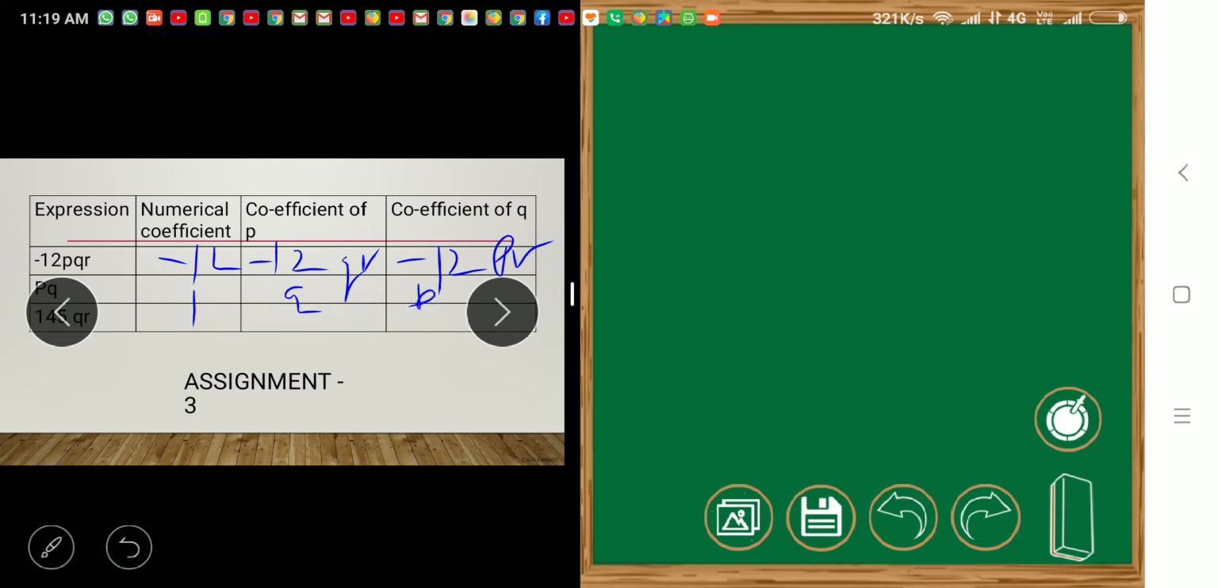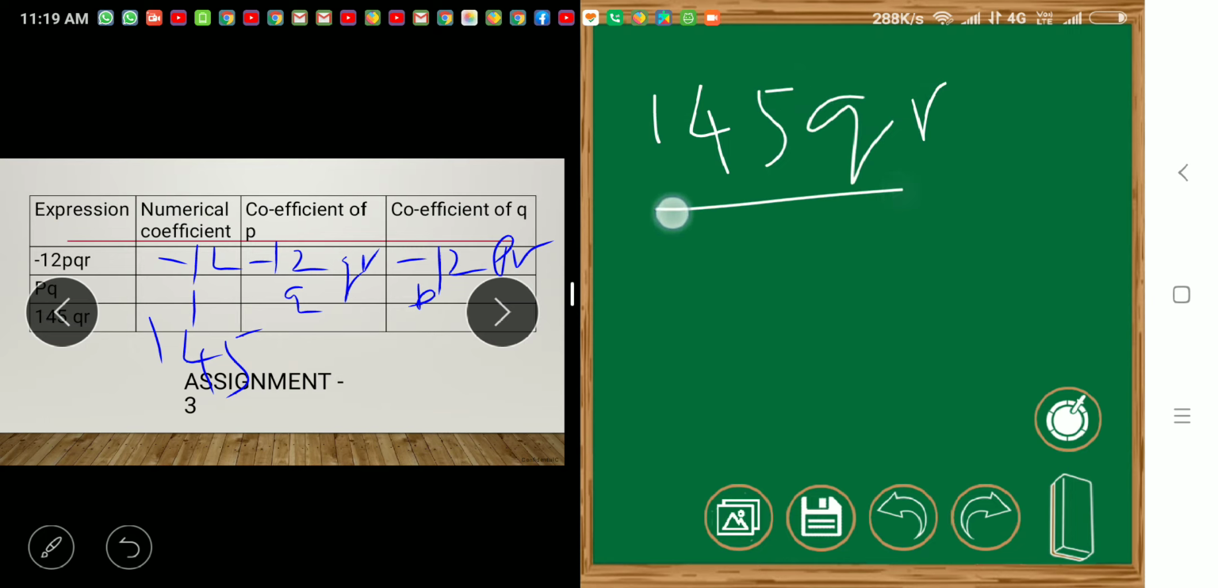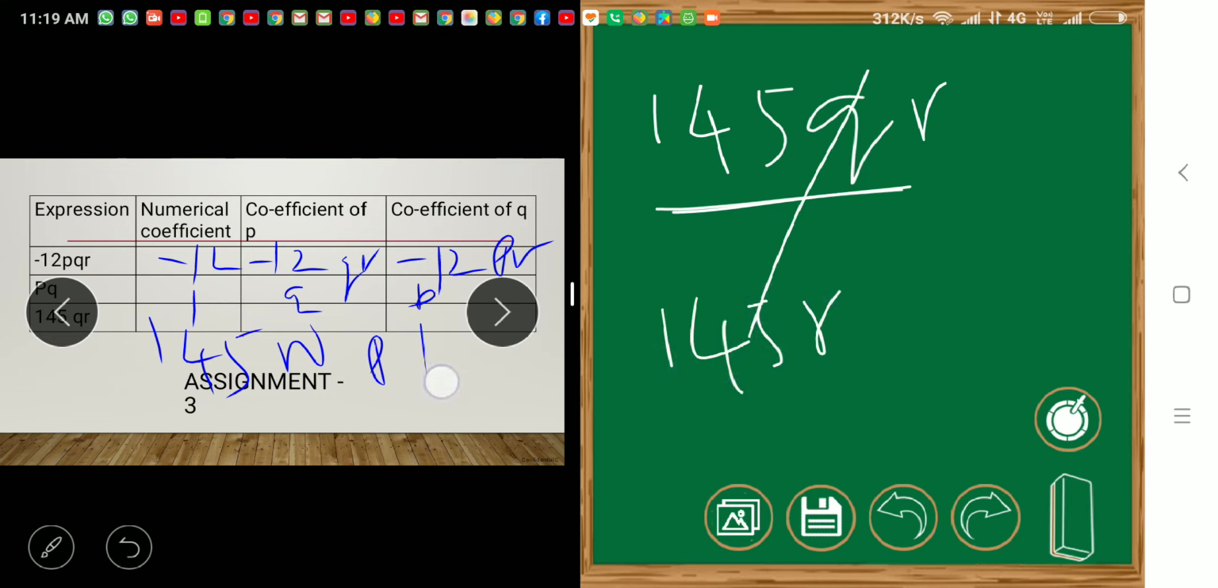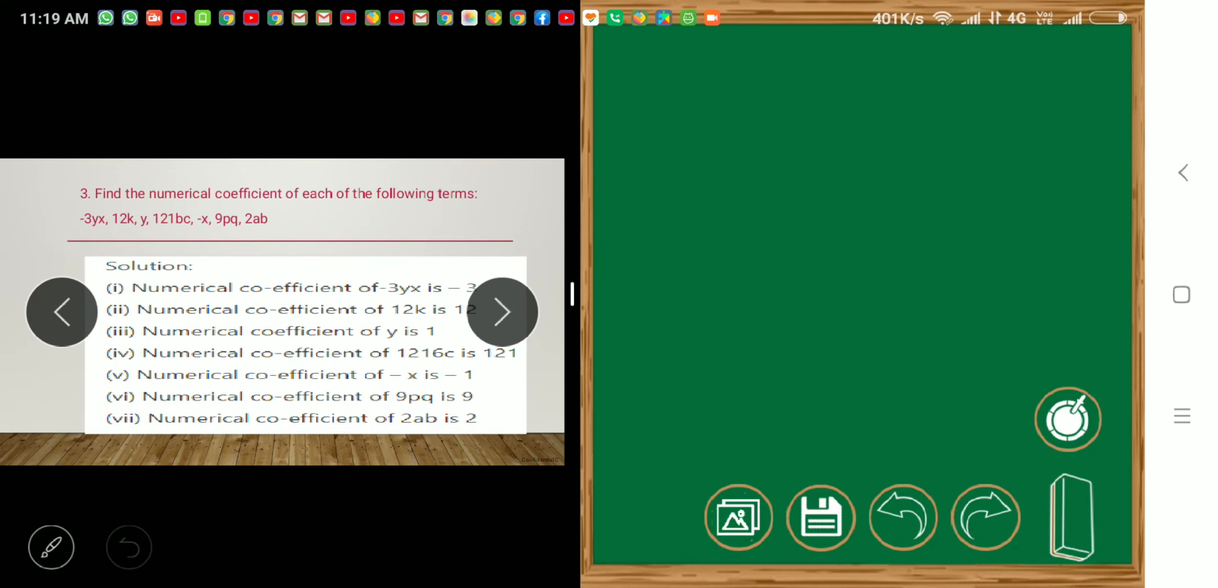Okay, next question, 145QR. The numerical value is 145 and QR. Now they asked the coefficient of P. Do we have a P term variable here? No, it is not possible, we cannot write it. And the third one, coefficient of Q: cut the Q, 145R. So 145R. This is how we can find it. And find the numerical coefficient. This is also so easy. Only the numerical part is asked.